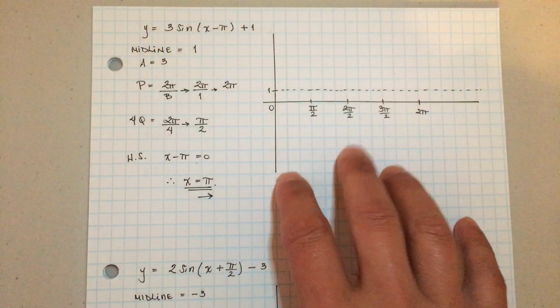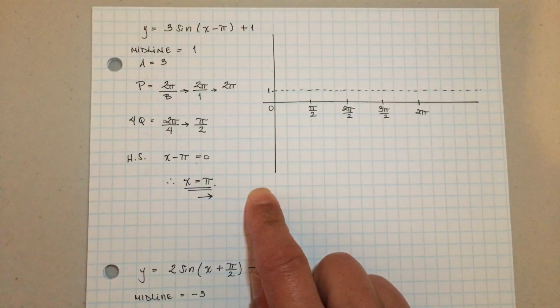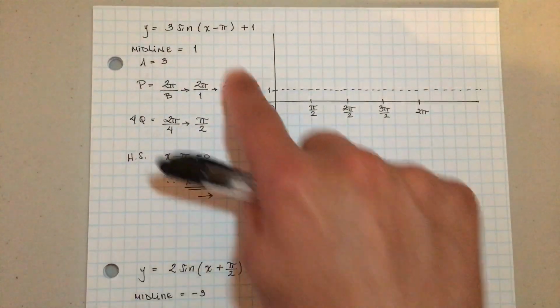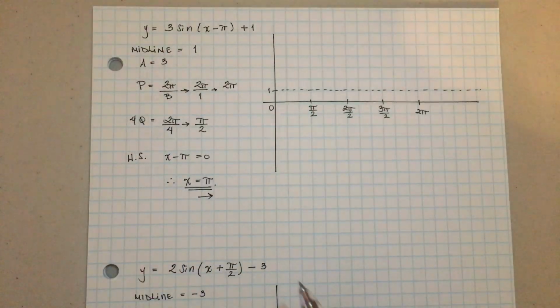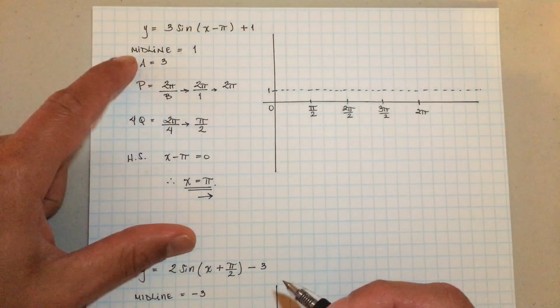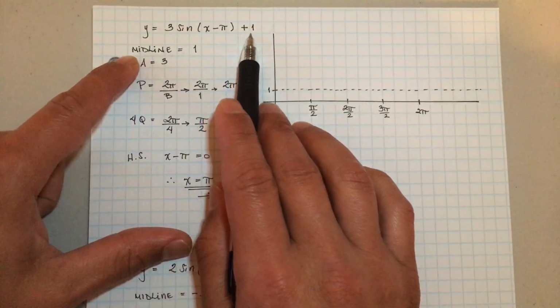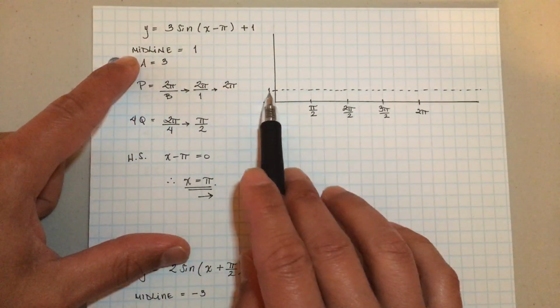So I already started graphing it, just for the sake of time, to help you guys out. The first thing you want to do is label all the tools that you're going to be using. So the first thing is your midline, +1. That means the midline is at 1, and it's right here.